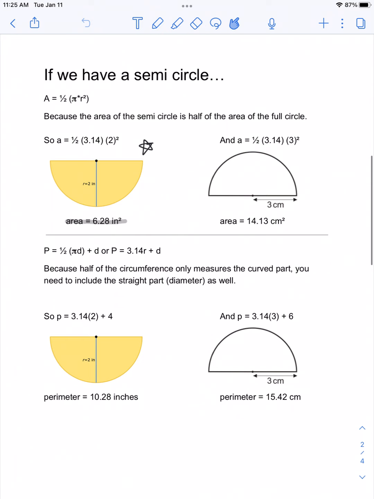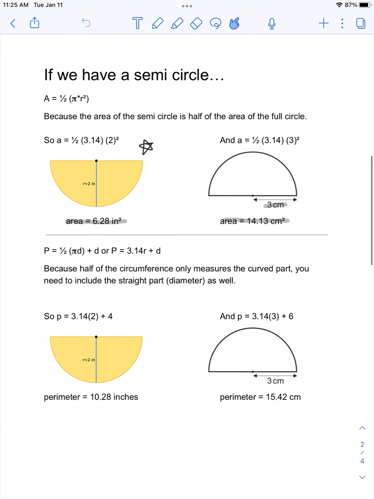Now we use squared for units because area is 2-dimensional instead of just measuring one distance where we just say a unit. All right, the next one has a radius of 3. So for the full circle, we would do 3.14 times 3 times 3. Now we're just going to divide that by 2, and we get our area of the semicircle is 14.13.